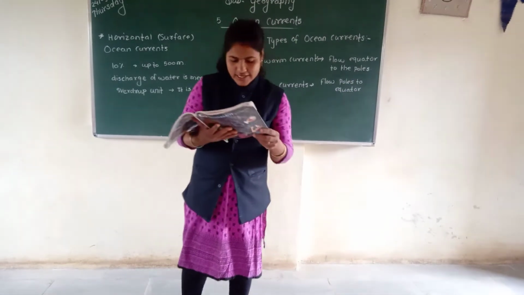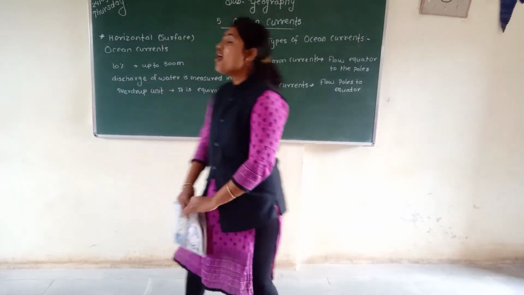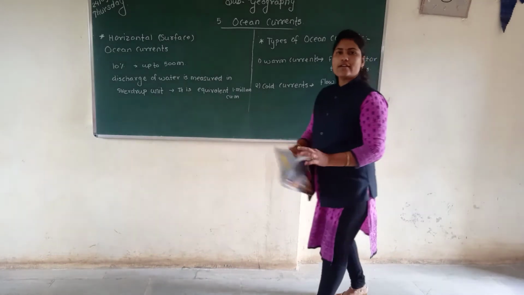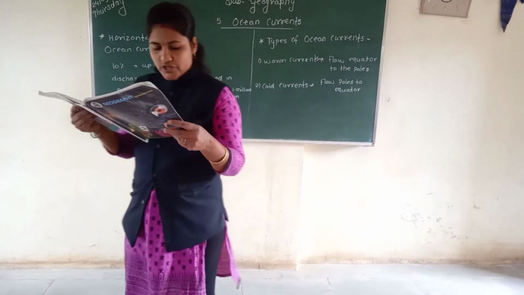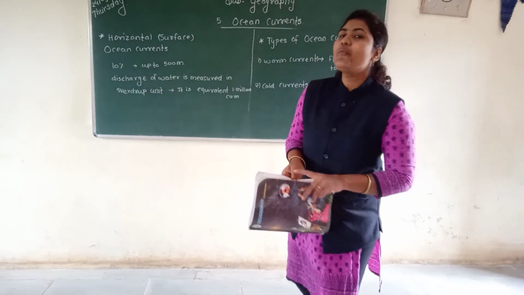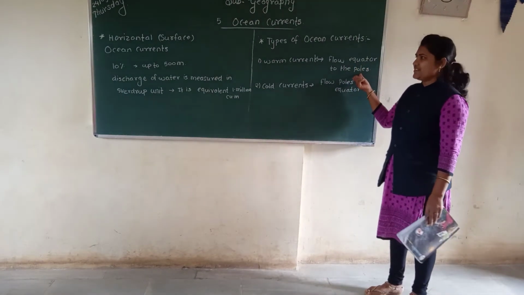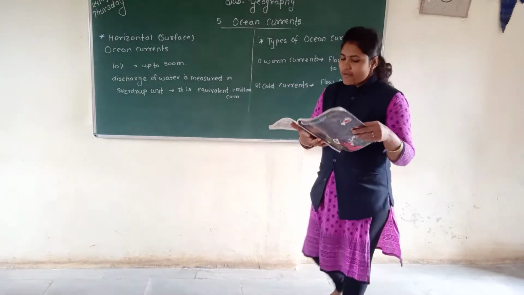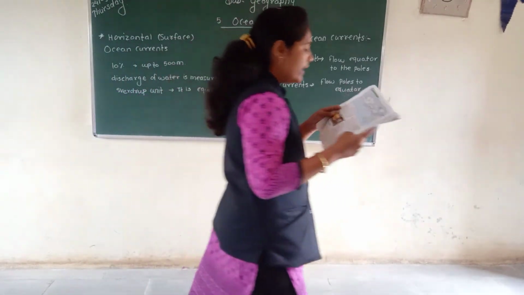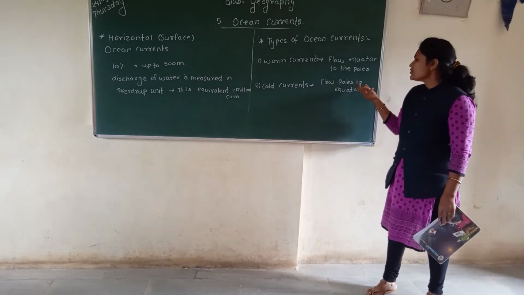First question: what are the major types of ocean currents? Very simple. Very good, warm currents and cold currents. Next, second question: what do you call the currents flowing from the equator to the poles? That is warm currents. Third question: what do you call the currents flowing from the poles to the equator?